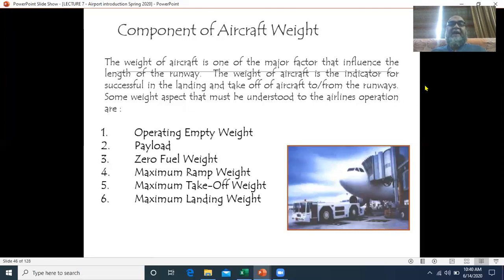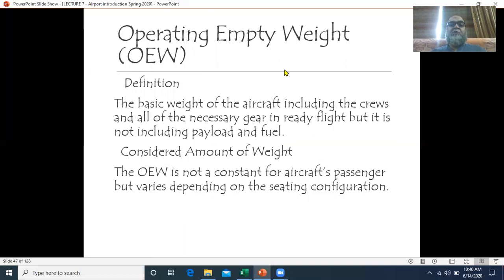The components of an aircraft weight: OEW, operating empty weight, payload, zero fuel weight, maximum ramp weight, maximum takeoff weight, and maximum landing weight. OEW is the weight of an aircraft that includes the crew and all the necessary gear in ready flight, but it does not include payload. So the OEW is not a constant for an aircraft, but varies depending on the seating configuration.